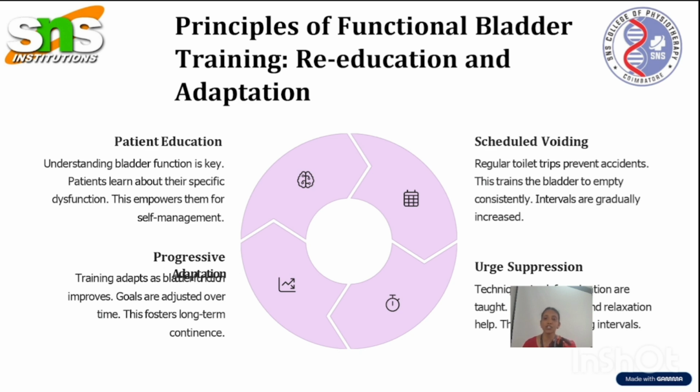The next is urge suppression. In case of urgency, this kind of adaptation will help you to suppress the urgency. The techniques to defer urination are taught. Deep breathing and relaxation will help, and this extends the voiding interval. So these are all the principles of the functional bladder training exercises.